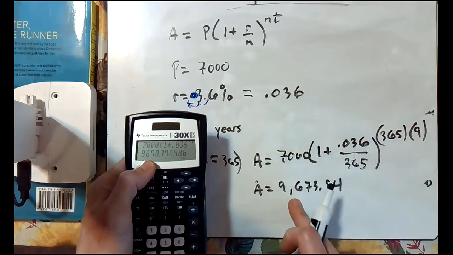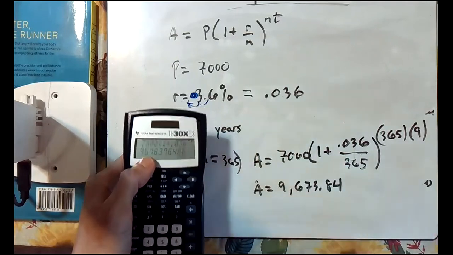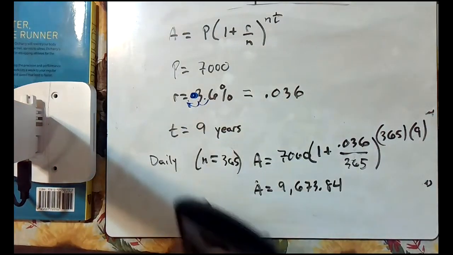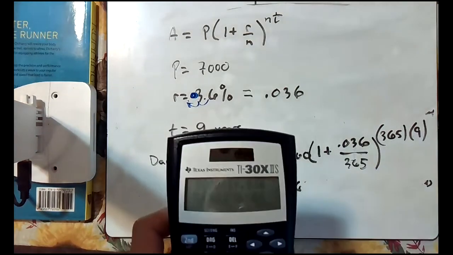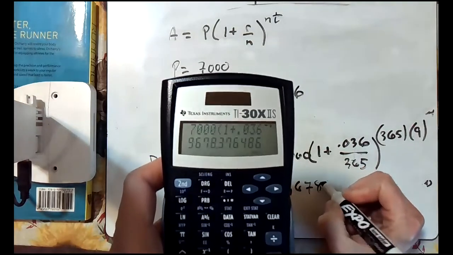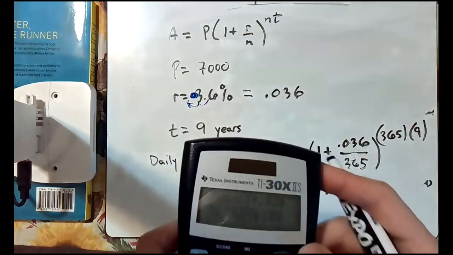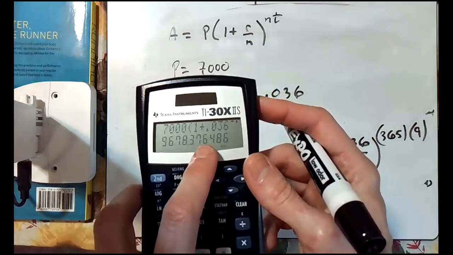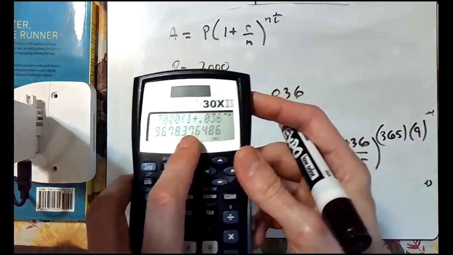You see, when we did it monthly, it was 9,673. Now we have 9,678. So it's not a huge jump, but it is going up, right? So we have $9,678.38. We have to round that up, correct? Because, I'm sorry, 6 is bigger than 5. So we round that up to 38 cents.